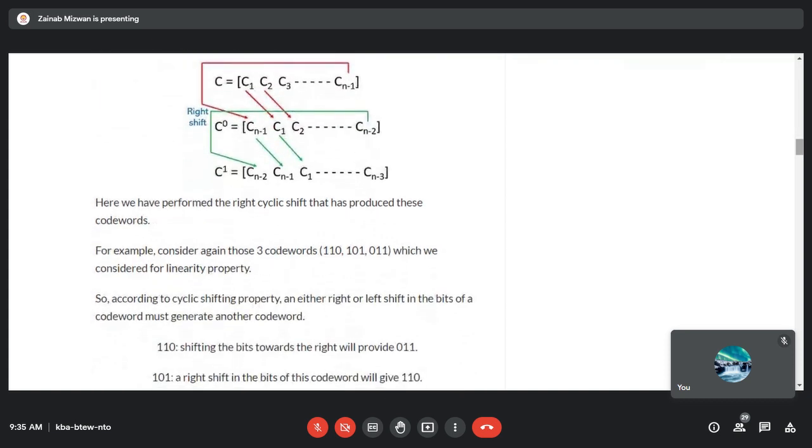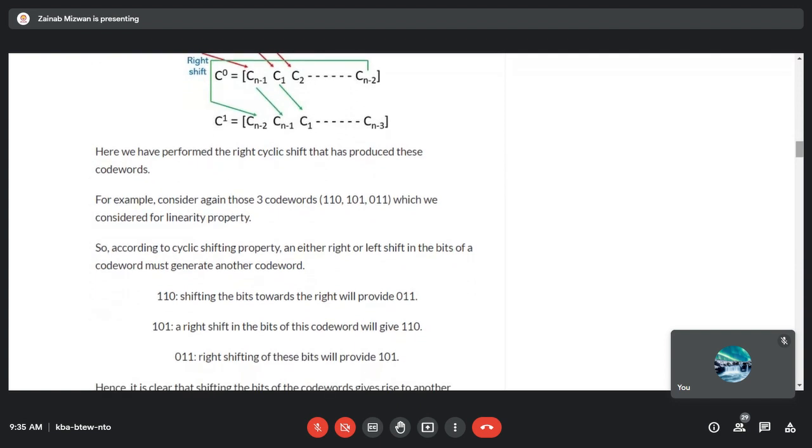For example, consider again these three code words 110, 101 and 011 which we have seen for the linearity property. According to the cyclic shifting property, either a right or left shift in the bits of a code word must generate another code word. If we take the code word 110 and shift the bits towards the right, the 0 which is at the LSB will go to the MSB, the MSB will go to the second place, and the second bit will go to the last place.